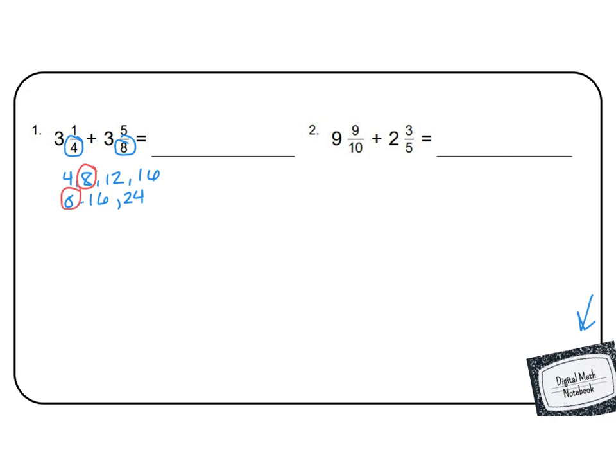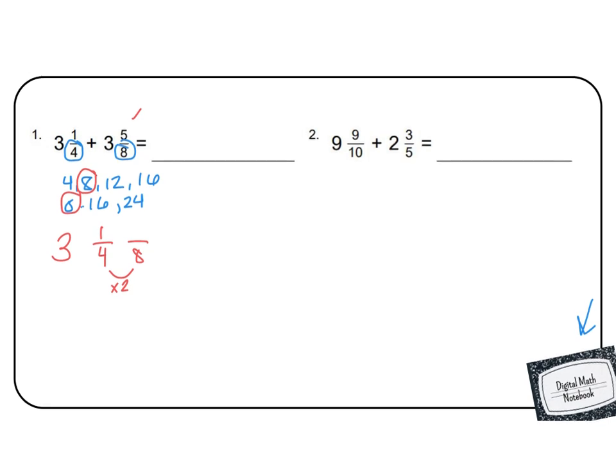We can know that the two numbers have in common the number 8. That means that 3 and 5/8 can stay the same, but we need to change 3 and 1/4. So the 3 is going to stay the same, but the 1/4 has to change into something over 8. In order to change a 4 into an 8, we multiply by 2. This is what we were doing yesterday. And if we multiply by 2 on the bottom, we have to multiply by 2 on the top.